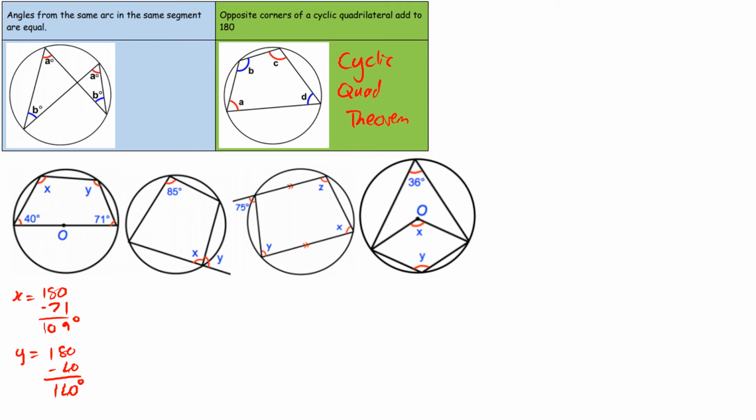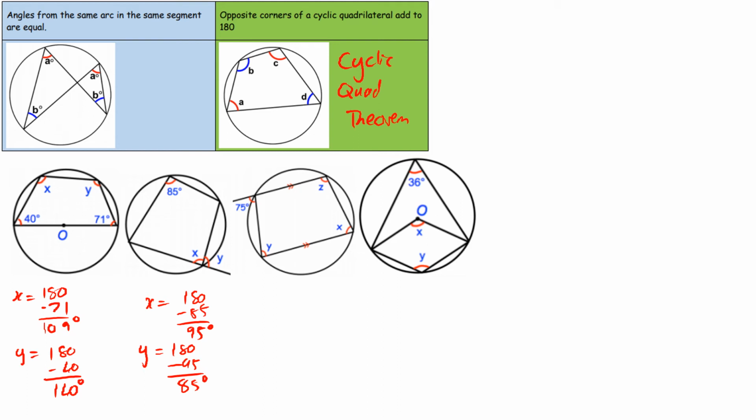What about for the second one? Well, opposites. So x is 180 minus 85, which is 95 degrees. And then x and y are on a straight line together. So y would be 180 minus 95 degrees. It would be 85.